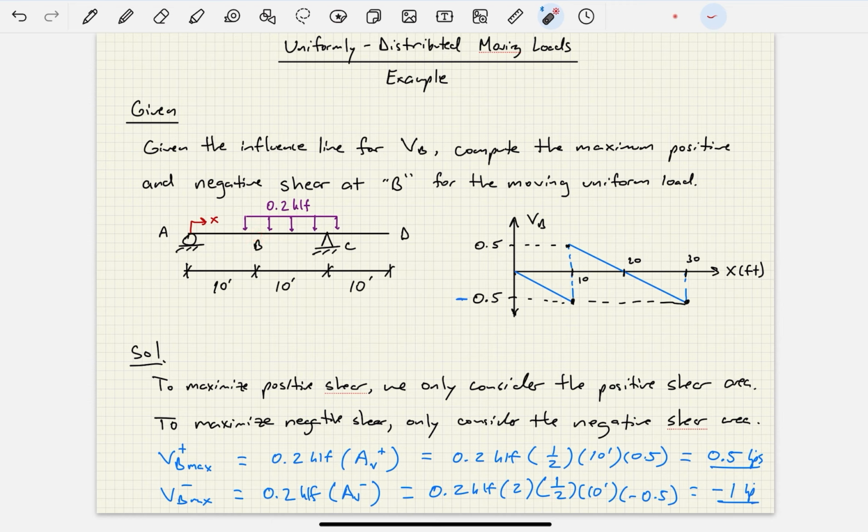So maybe pause the video, rewind, think about it. It is a little conceptually confusing sometimes, especially when you're first learning this. Find a good textbook, read about it, because this is some good stuff.